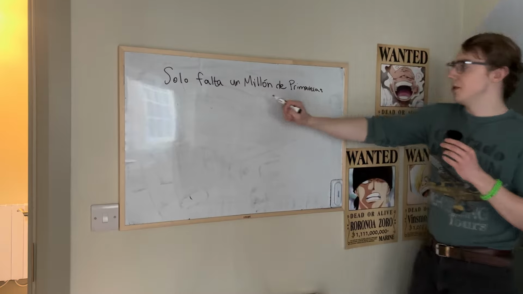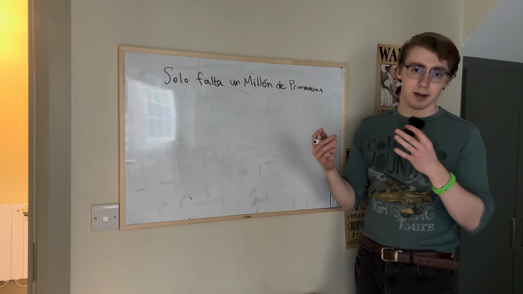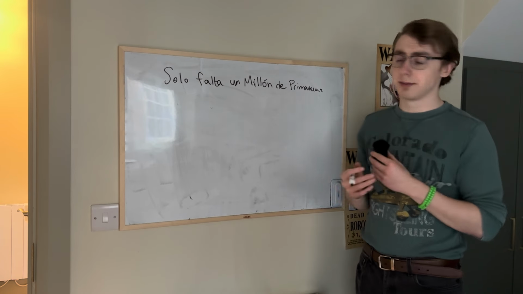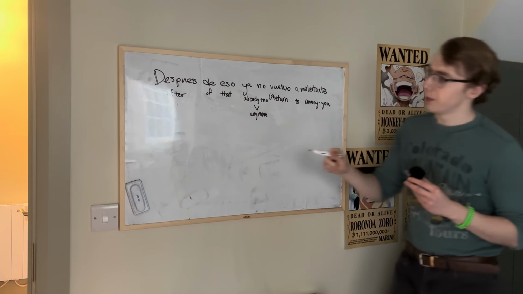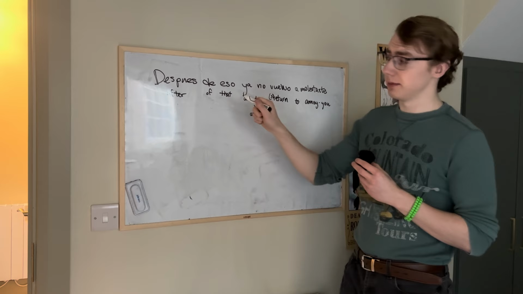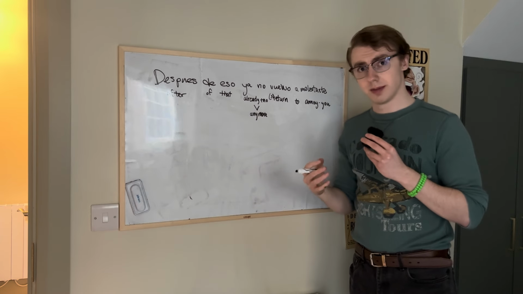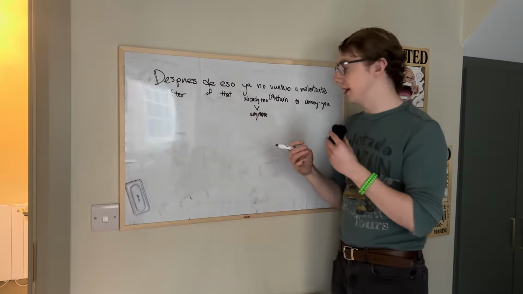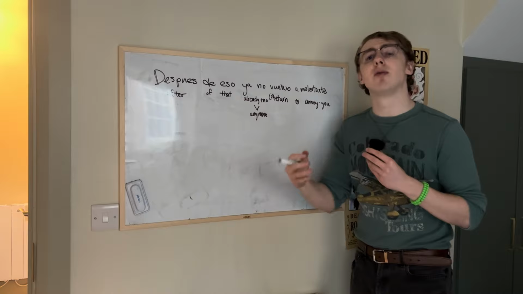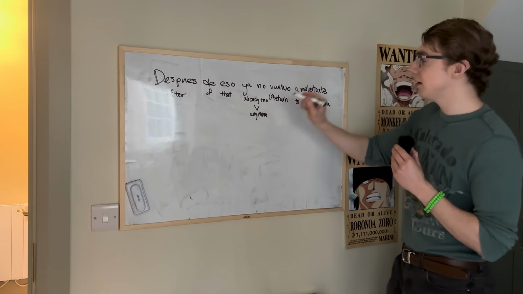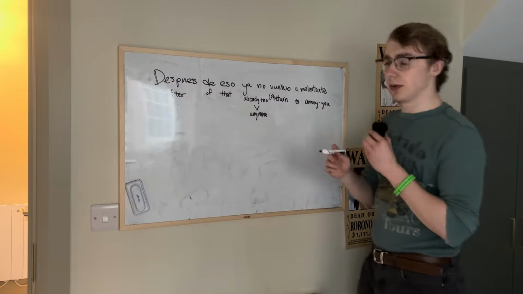Solo falta 1,000,000 de primaveras. Only 1,000,000 springs are lacking. Or 1,000,000 of springs lacks. Now we have después de eso, ya no vuelvo a molestarte. So after of that, right? Después, after. Ya no means something more like not anymore. So ya is already, but when you add no to it, it's not anymore. So ya no vuelvo. So that basically means I won't return, right? Literally, already, no, I no return, right? Ya no vuelvo. I won't return anymore.